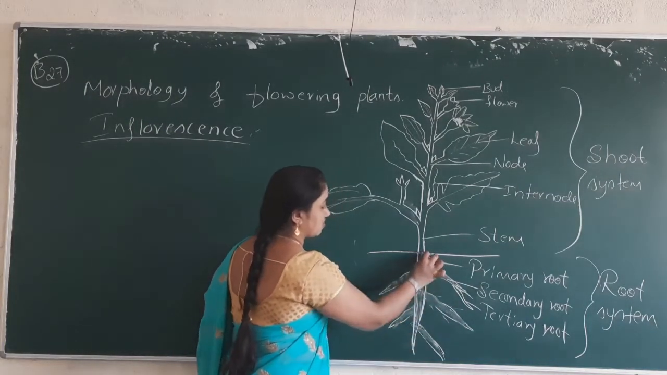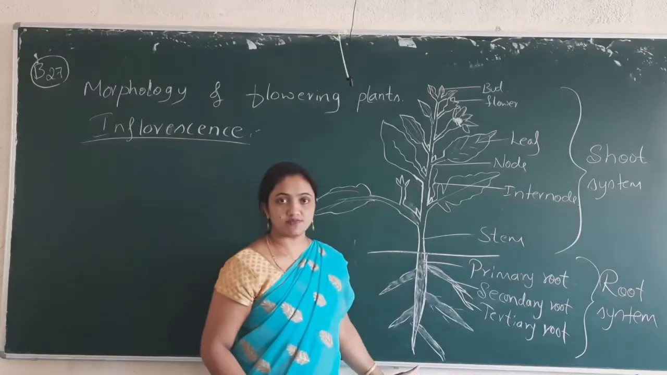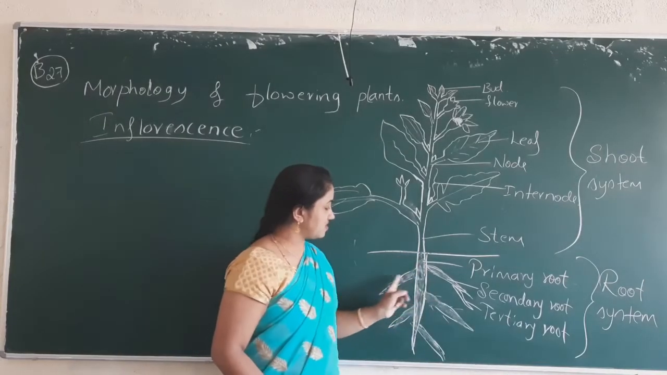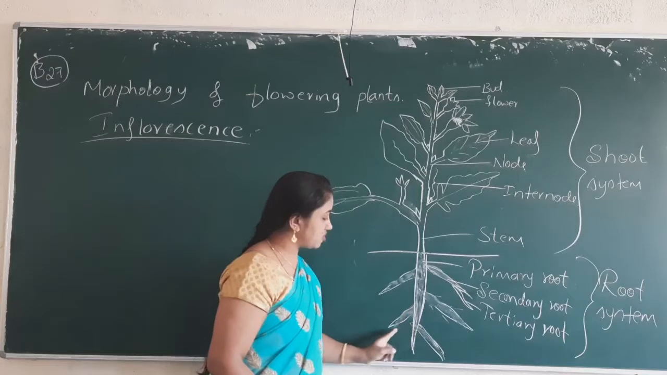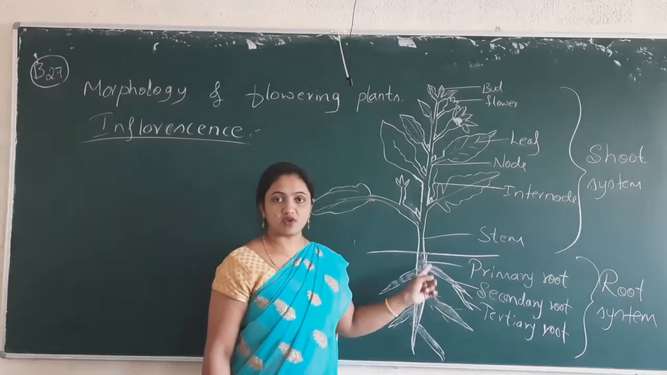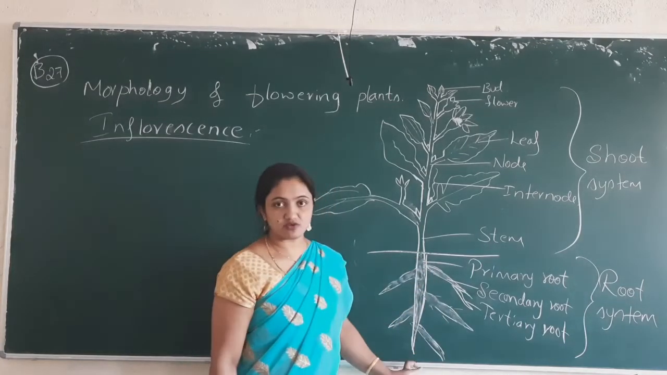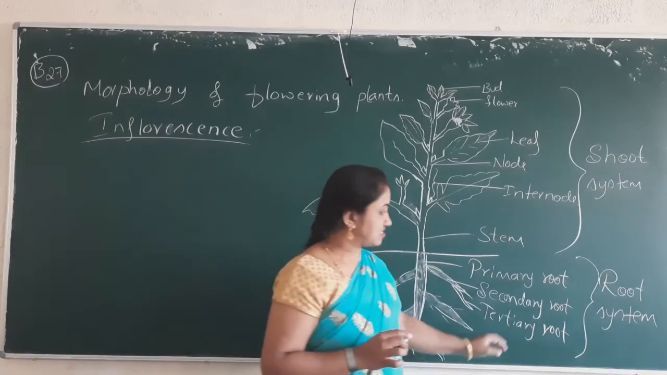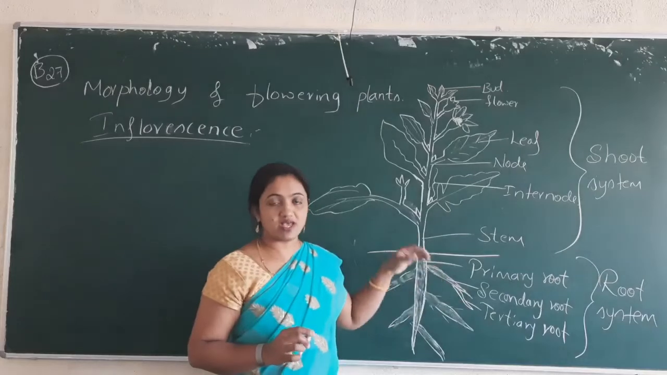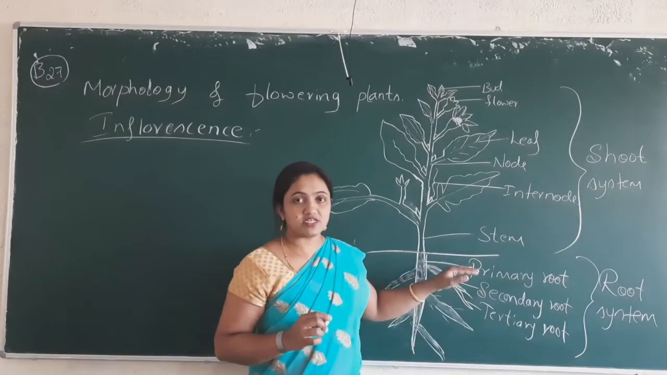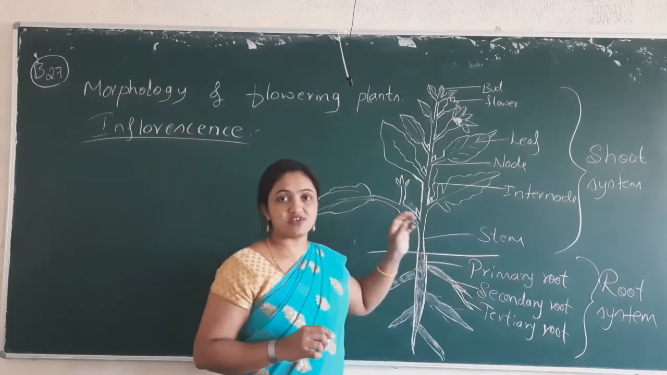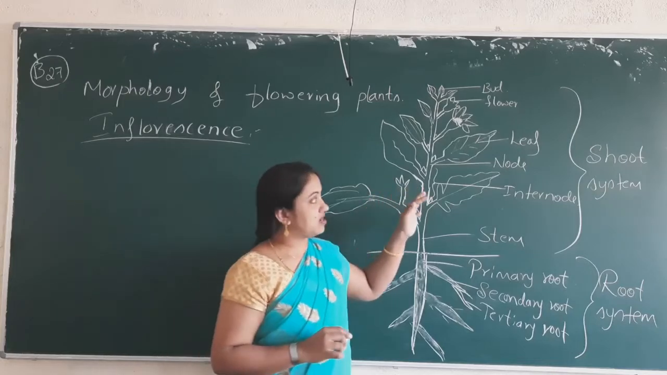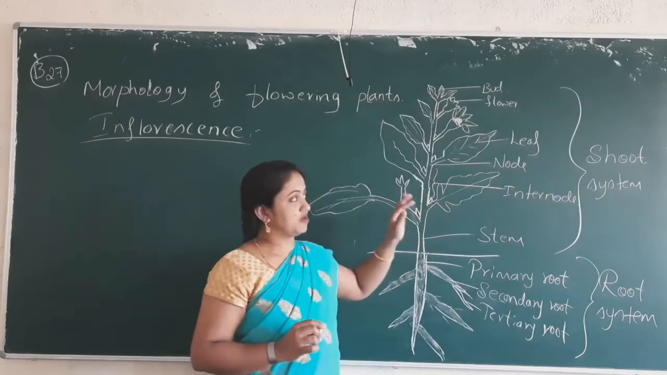Just observe this. It consists of a primary root, and a number of branches come out from that primary root. That type of system is known as the tap root system. The tap root system is always seen in dicotyledonous plants.